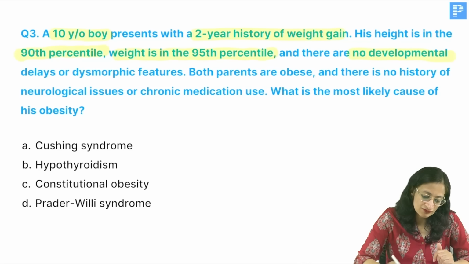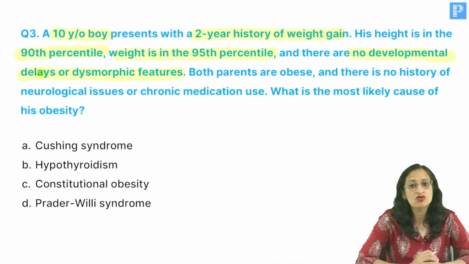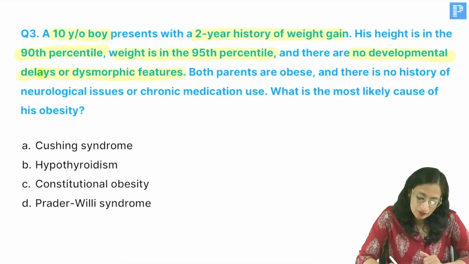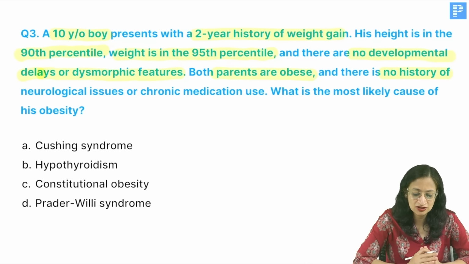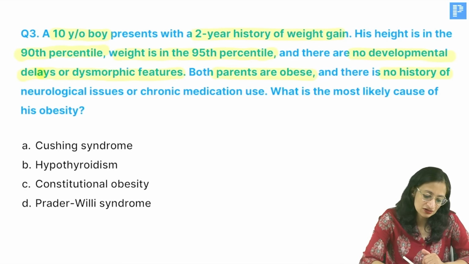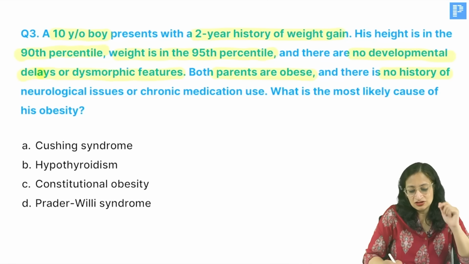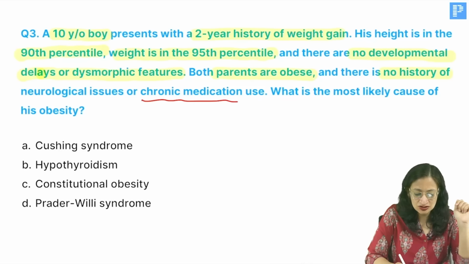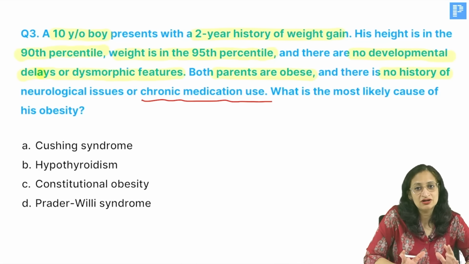And there are no developmental delays or dysmorphic features. Both parents are also obese, right? And there is no history of neurological issues or chronic medication use. So, what is the most likely cause of his obesity, right? So, again, see here, there is no history of chronic medication use. So, no steroid use and all, right? And the height is pretty good, but here the parents are also obese. So, there could be some familial thing that could be going on.